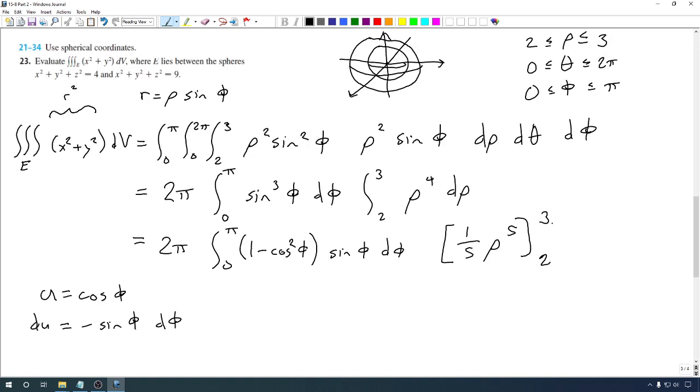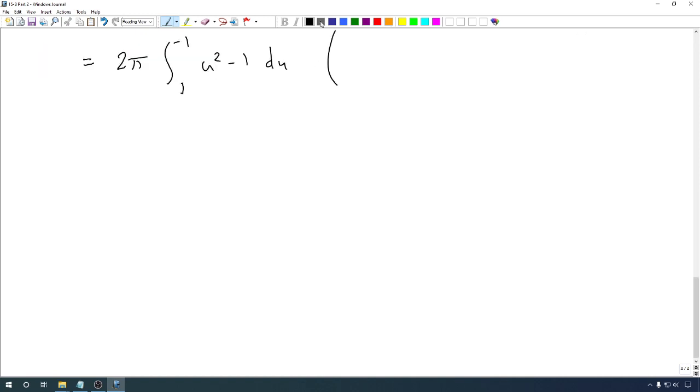When we plug in 3 and 2, we have 3 to the 5th power. 3 to the 5th power is 243. So we'll have 243 over 5. Then we subtract 2 to the 5th power, which is 32 over 5. We'll have to simplify that. In fact, let's go ahead and simplify it right now. 243 minus 32 should give us 211. 211 over 5 times 2 pi. That's going to make this into 422 pi over 5.